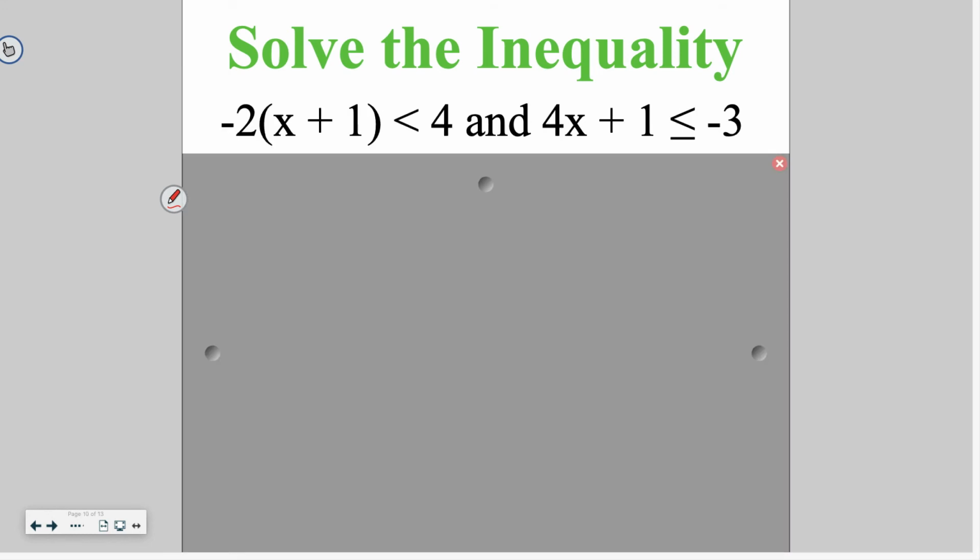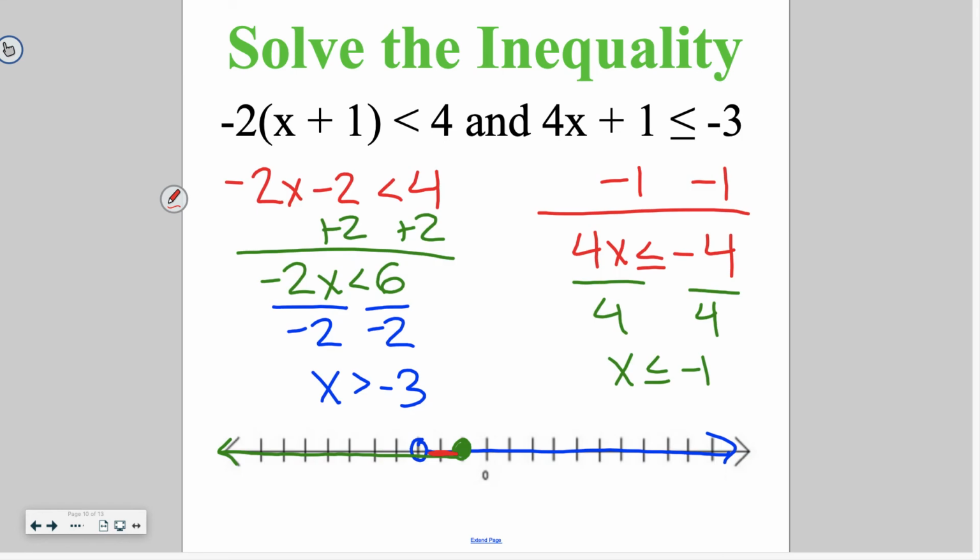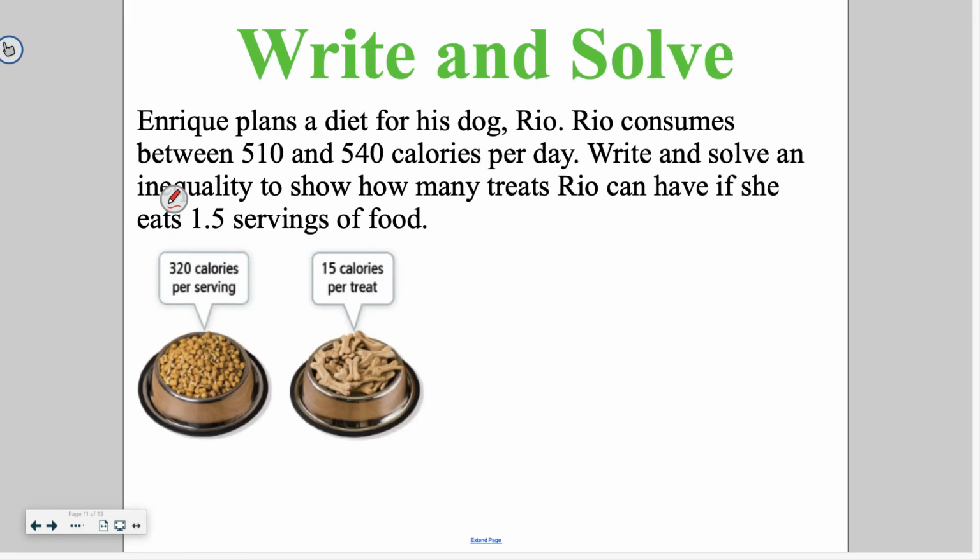Go ahead and try this one on your own. After solving both of these inequalities, you get x is greater than negative 3 and x is less than or equal to negative 1. Once you graph those, we end up with that overlap area being between the 2 points. Last thing, we're going to go through a couple of word problems.